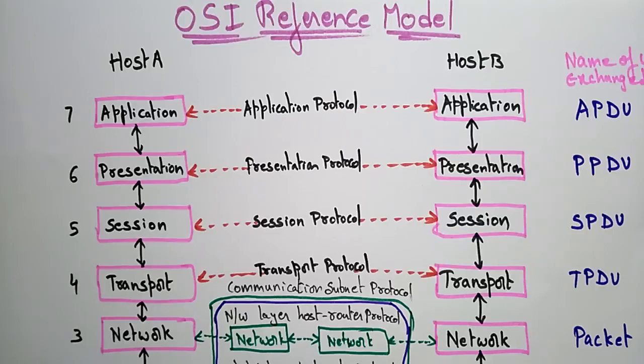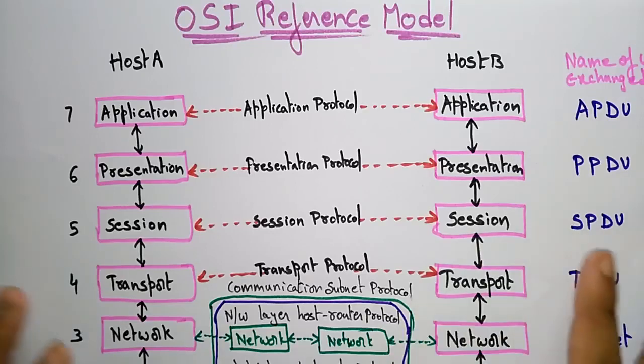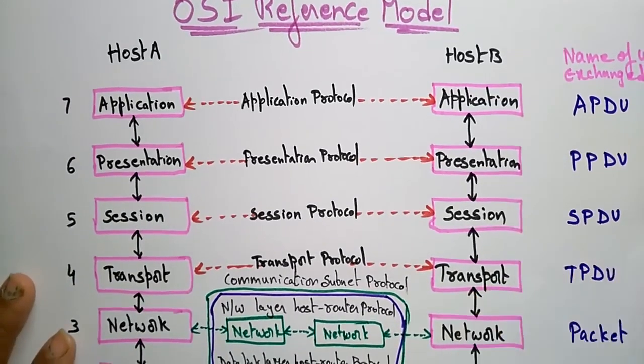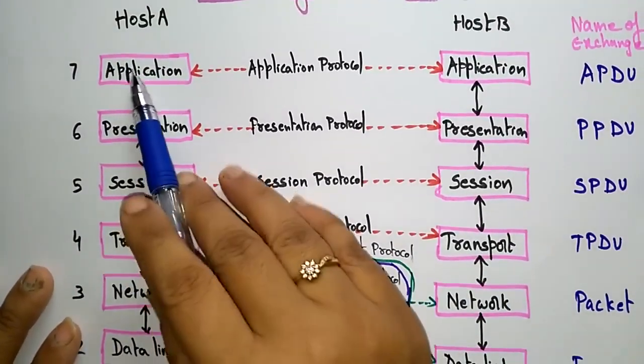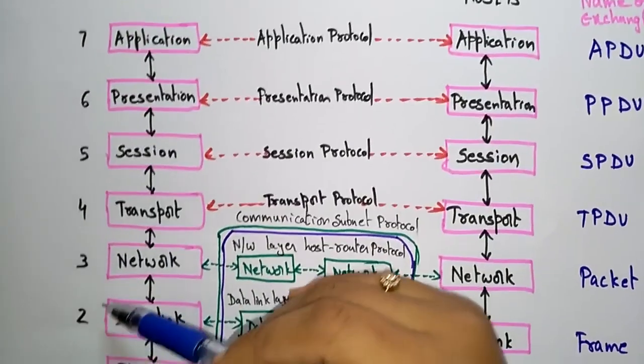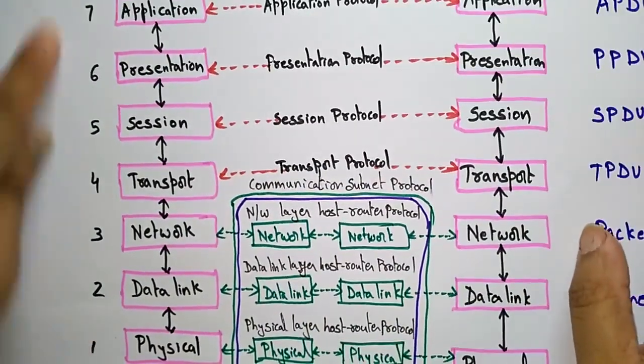Hi students, welcome back. So in the previous video I explained about the design principles of the OSI reference model and the features of the OSI reference model. Now let us see this layer structure. This is the OSI reference model. This OSI is having the 7 layers. So this is from 1 to 7.